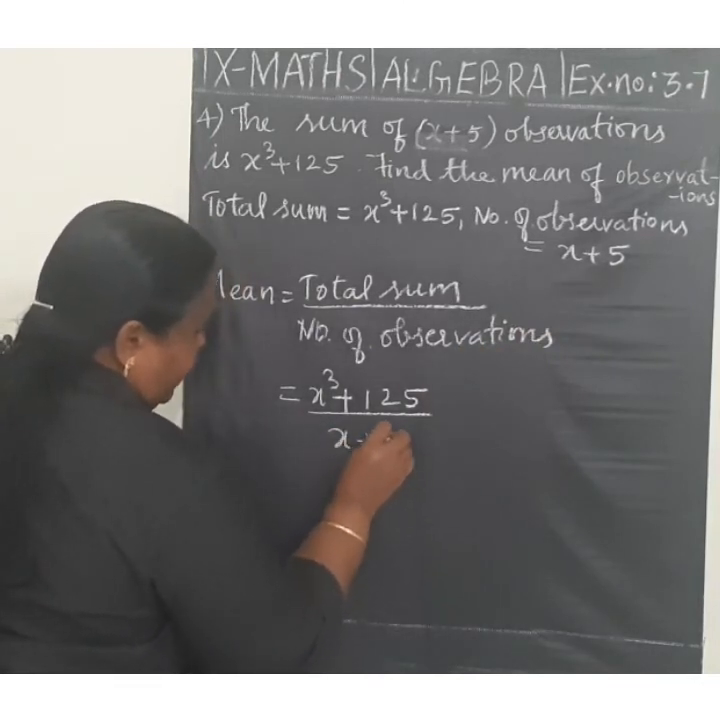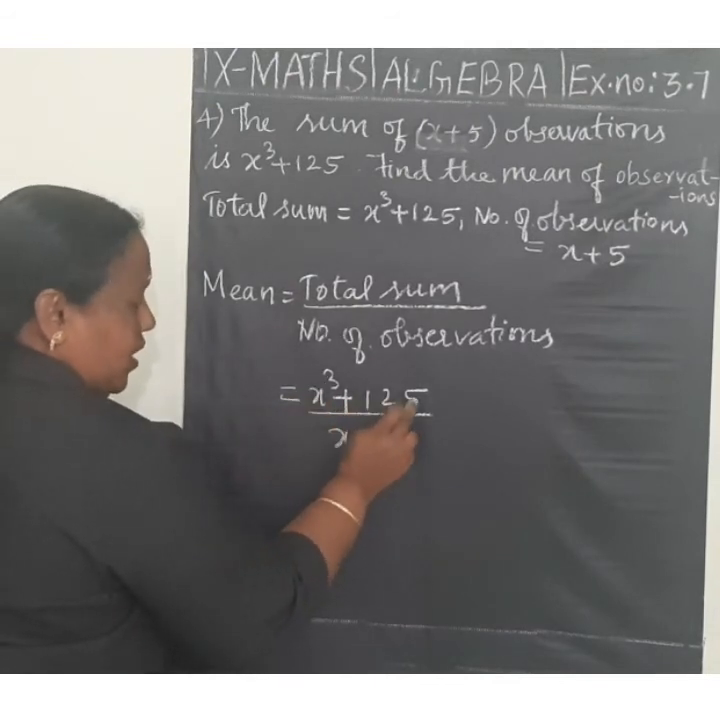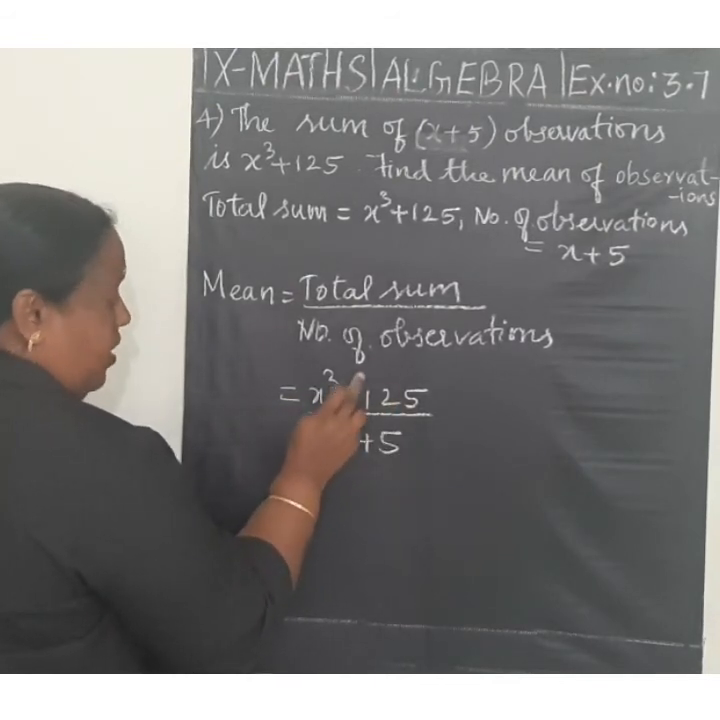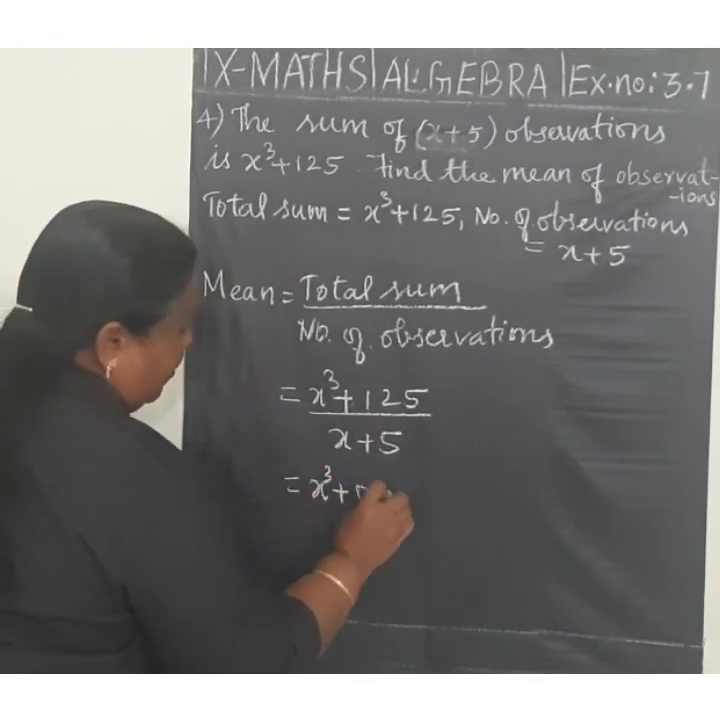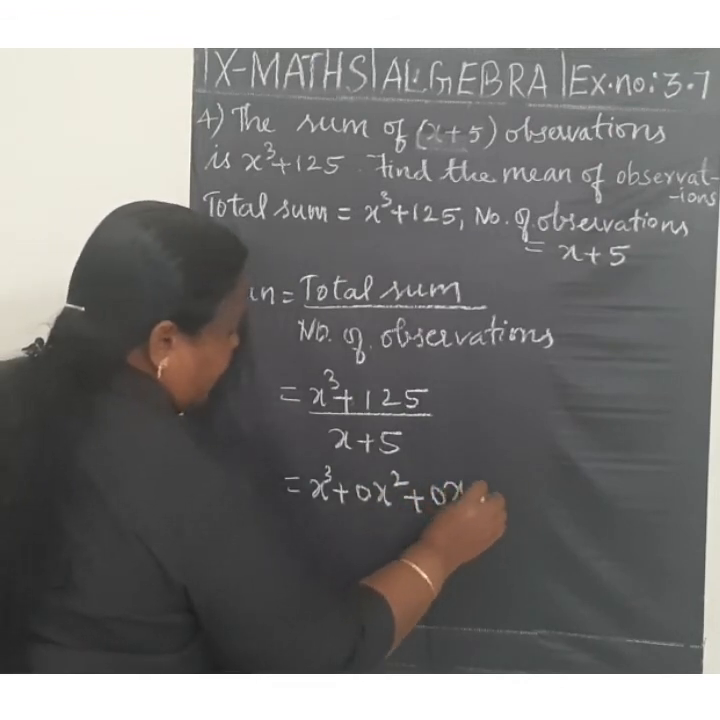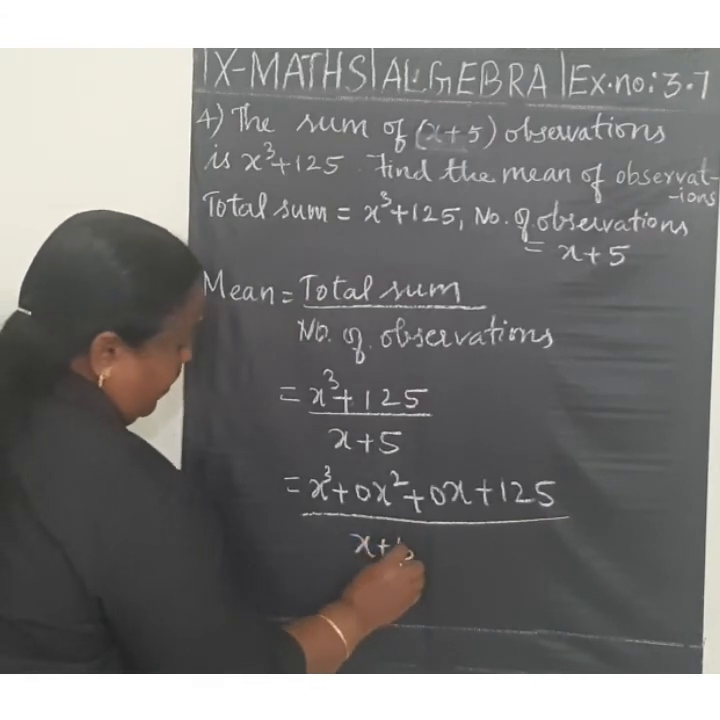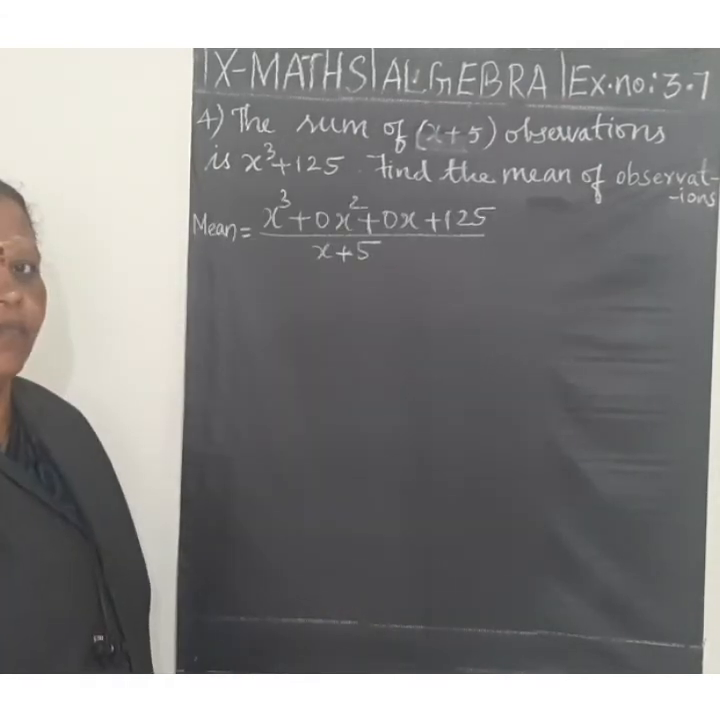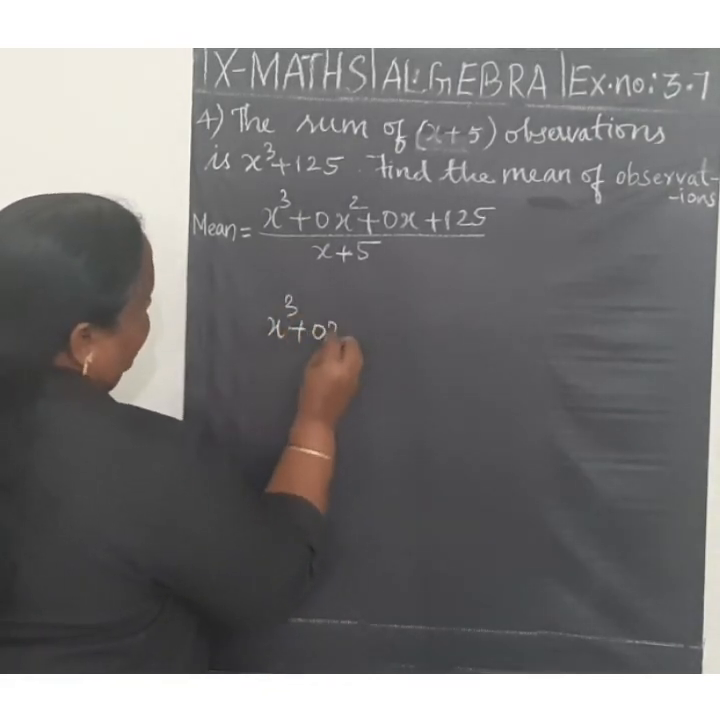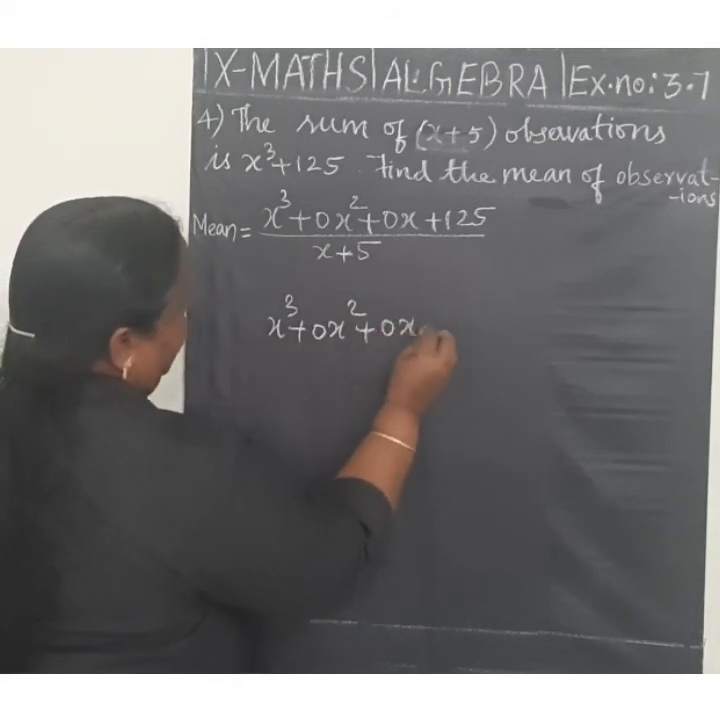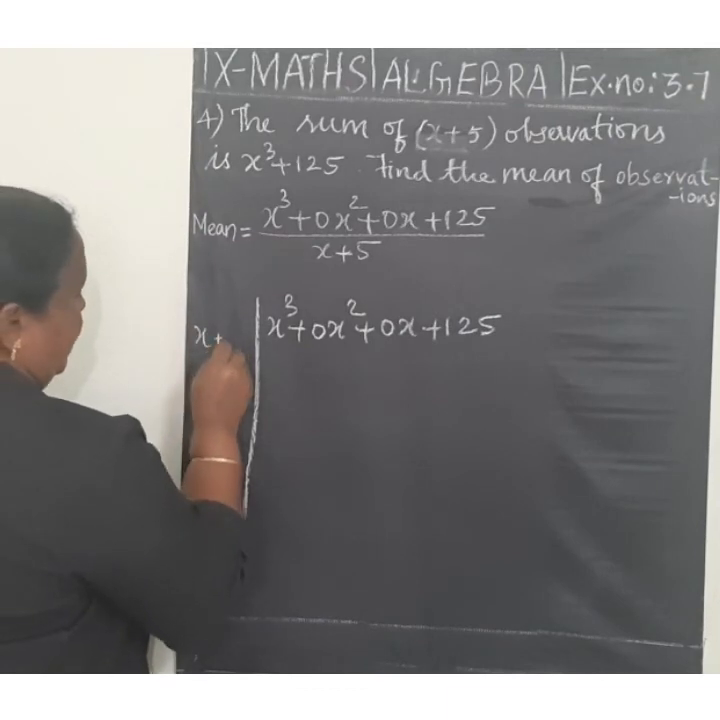So here, x plus 5. Now here they have given the x cube term and a constant term, so the x square term and x term are missing. So we have to write x cube plus 0x square plus 0x plus 125 divided by x plus 5. Now we have to divide this x cube plus 0x square plus 0x plus 125 by x plus 5.